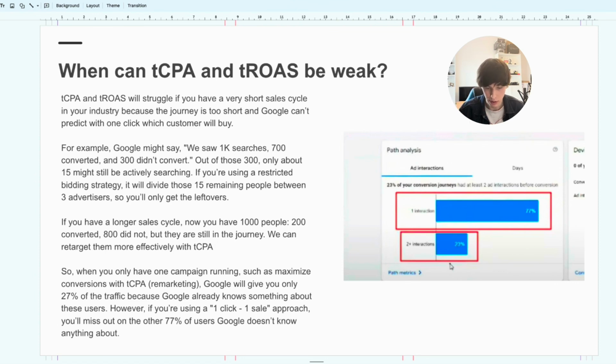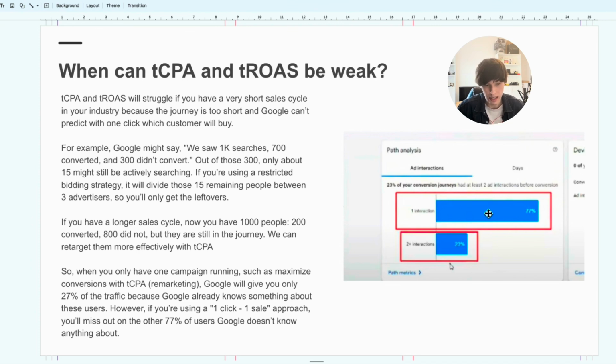So if you used, for example, target CPA or smart bidding, you will lose this 77% of people who interacted with your ads one time and converted, because Google didn't have information about those people because they didn't search and they didn't click your ads before. So Google doesn't have these strong signals about that person. Of course, maybe when using target CPA, you will have better results than using manual and max clicks if you have enough data on your account.